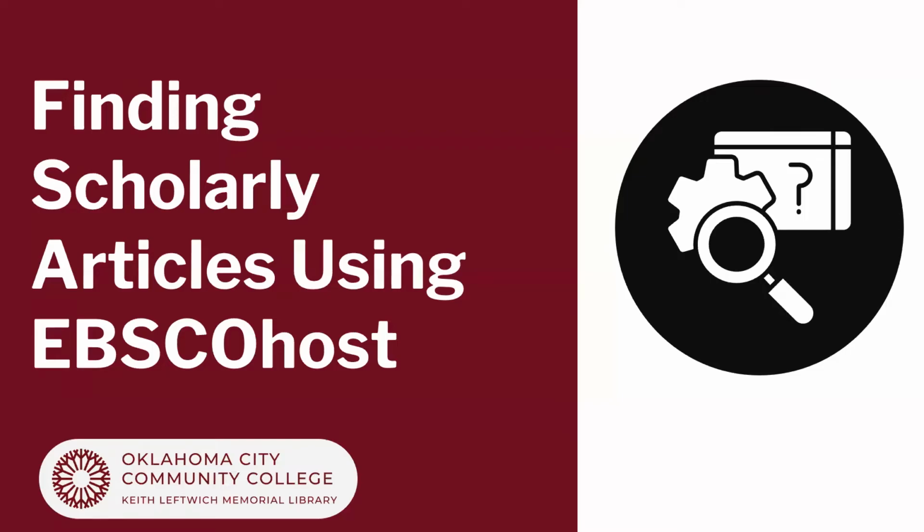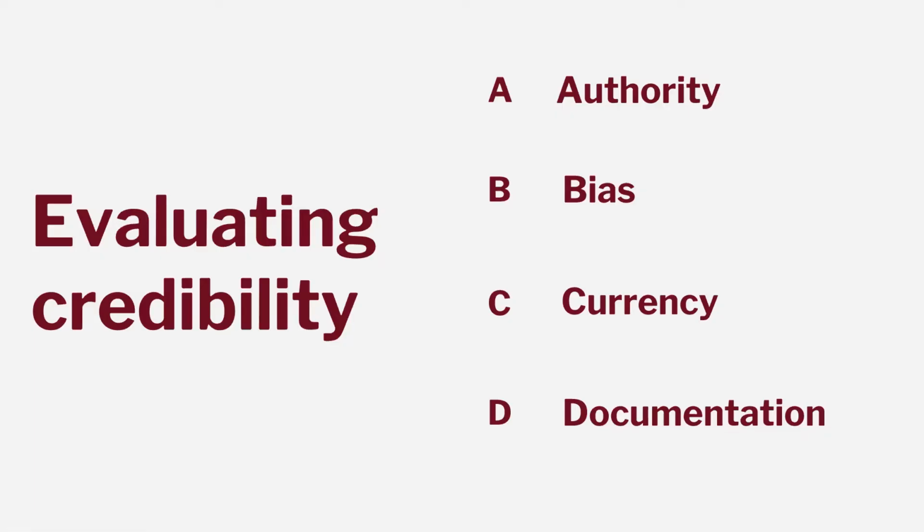Hello. We're going to talk about finding scholarly articles using the OCCC Library's website. I'm going to focus on scientific topics, but this information would be useful for anyone looking for credible sources. When looking for any type of source, you need to evaluate that source for credibility. This includes websites that you might find using Google or articles that you find using a library database.